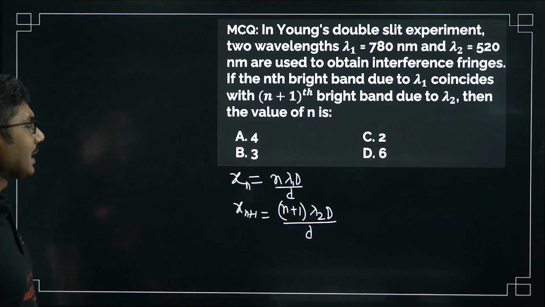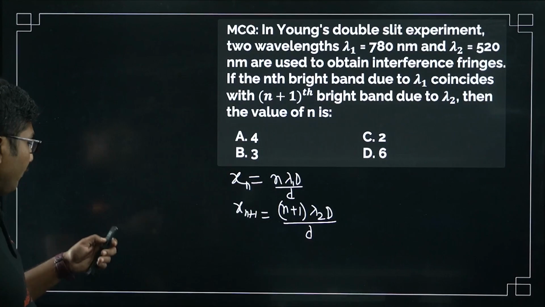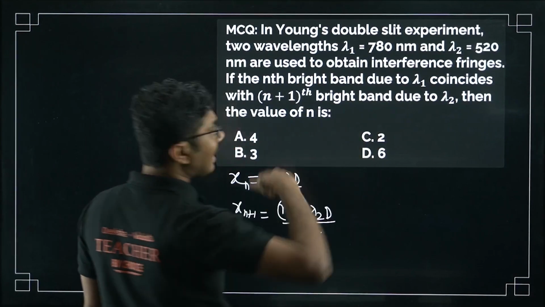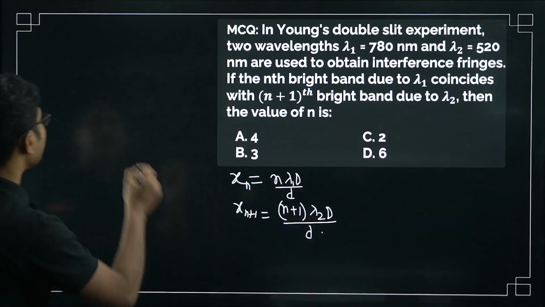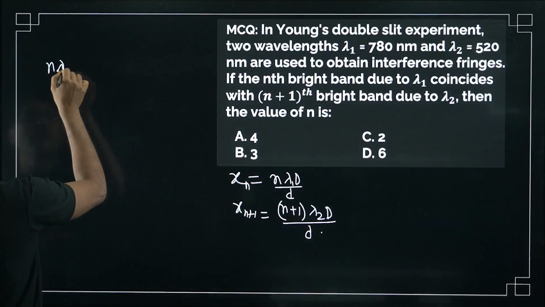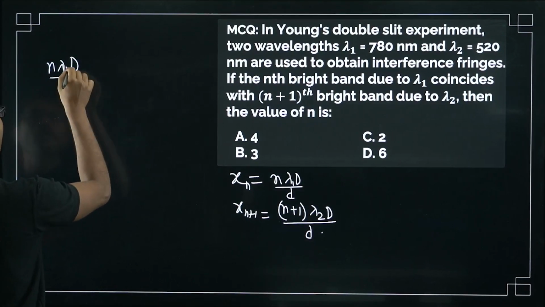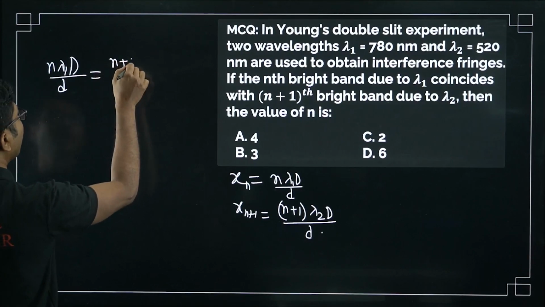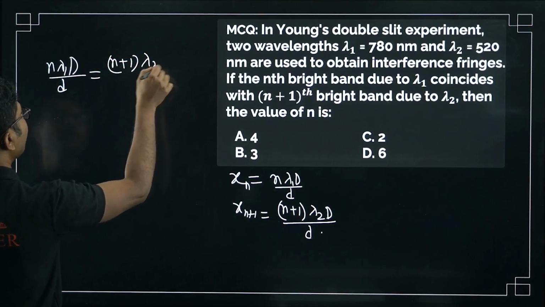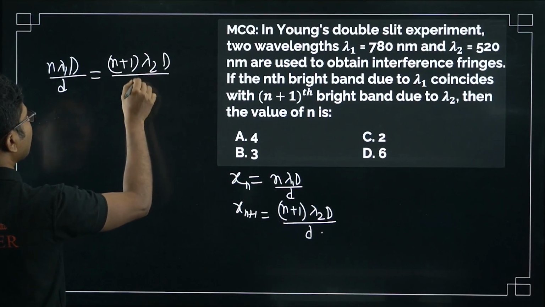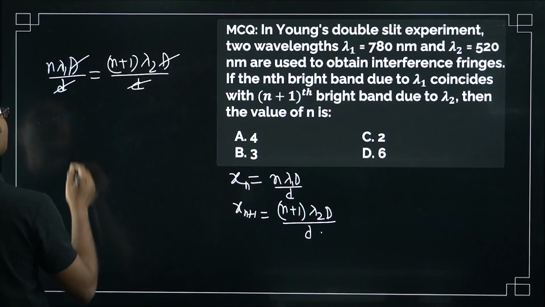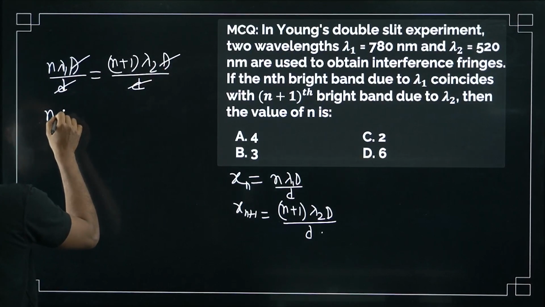Right, so this is the condition. Now from here we can say that they are basically overlapping with each other. So overlapping with each other means n lambda 1 d by d, everything else should be same, equals n plus 1 lambda 2 d by d. So d cancels, d cancels. So what we get, n into lambda is what?